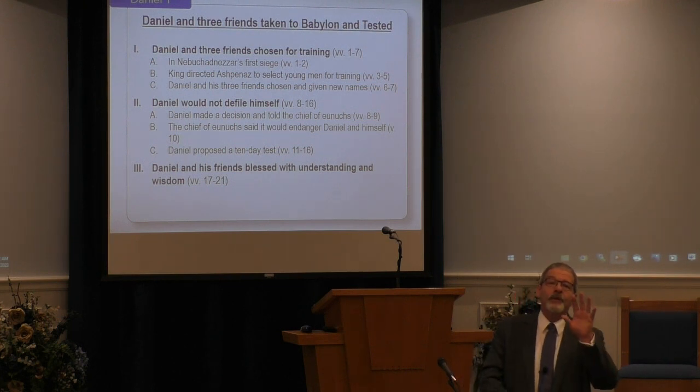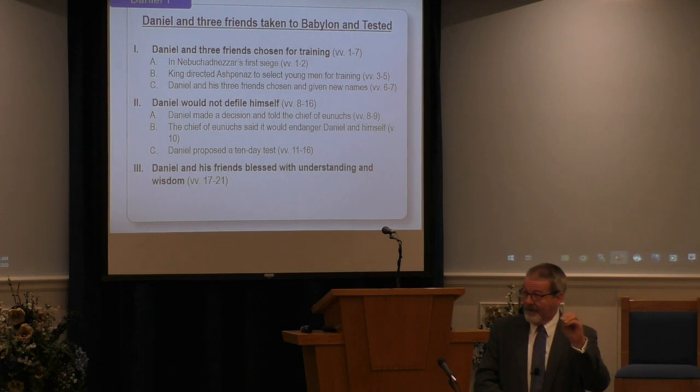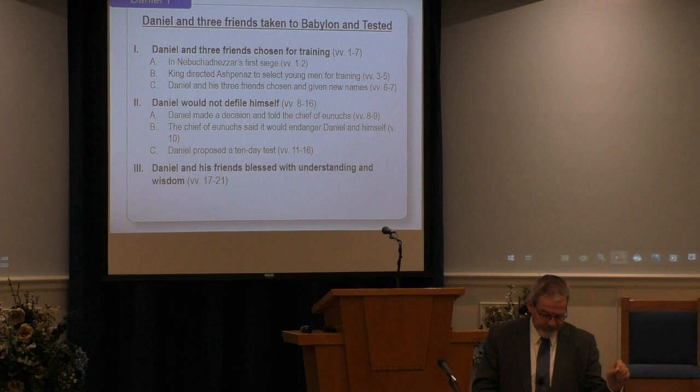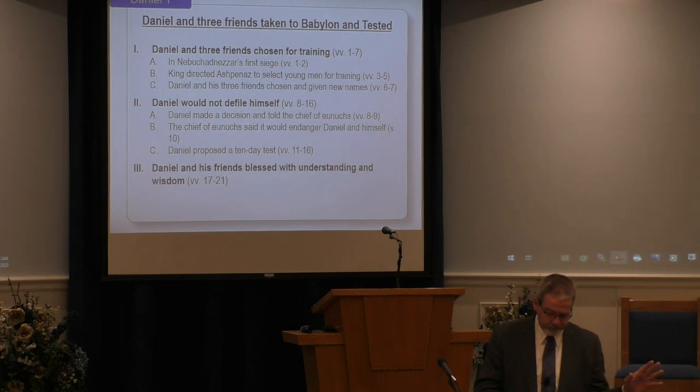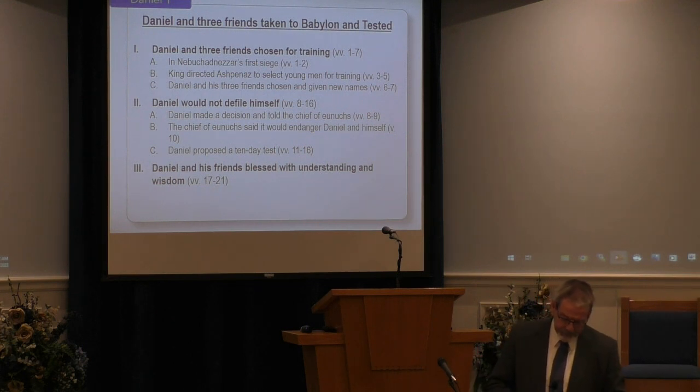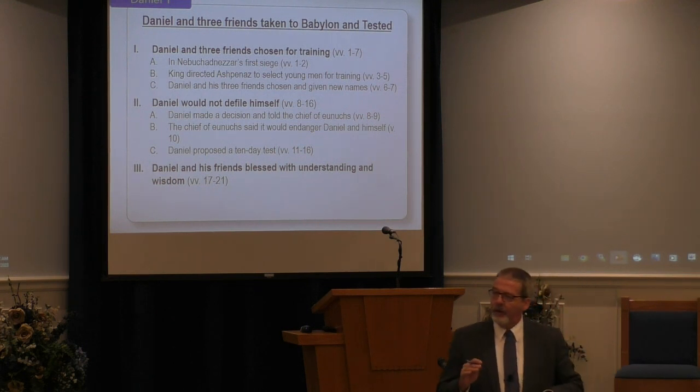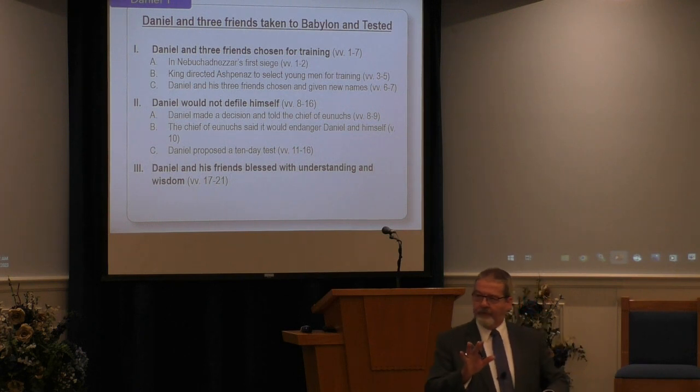He's saying, I want the best and the choicest of men. And I want them young men. Look at verse 4. Young men in whom there's no blemish, but good looking, gifted in wisdom, possessing knowledge and quick to understand, who have the ability to serve in the king's palace. And we'll stop there and we'll get the rest of verse 4 in a moment. What are their qualifications so far?